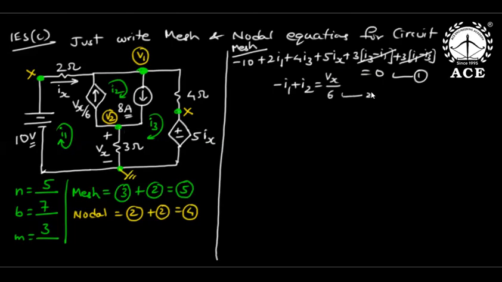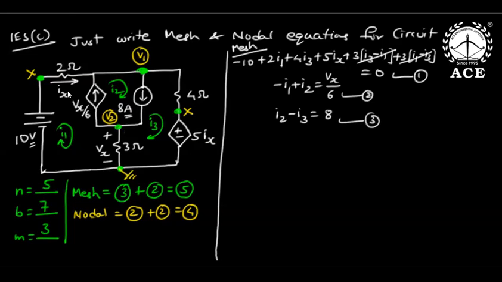Then third. Now see, this 8 amperes is again a common branch between mesh 2 and mesh 3, but it is going down. When it is going down, I2 should dominate I3. So I2 minus I3 is 8. That is the third equation.